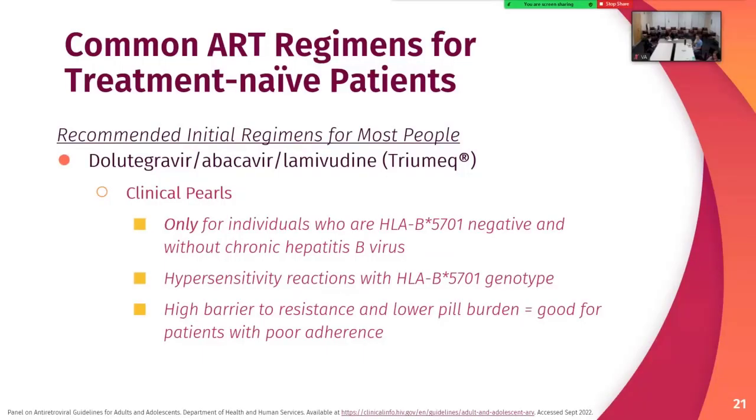Moving into Triumeq, which is our dolutegravir, abacavir, and lamivudine. Some clinical pearls with this is that it should only be used in patients that are HLA-B*5701 negative. This is because there's a lot of hypersensitivity reactions associated with patients that have this HLA-B*5701 genotype, so they have to be tested before initiating this regimen or any abacavir-containing products. Some other things to consider is that it shouldn't be used with patients with chronic hepatitis B because they won't be completely treated for their hepatitis B, which can lead to flares and resistance. And like Biktarvy, it has a high barrier to resistance and a low pill burden, so it's great for our patients that have a hard time with adherence.